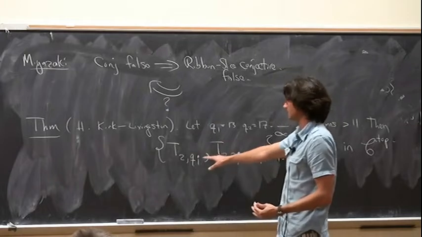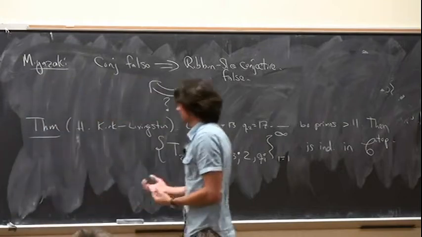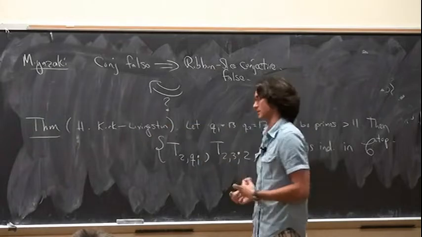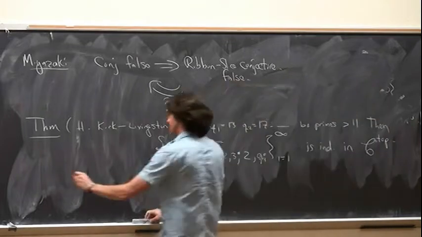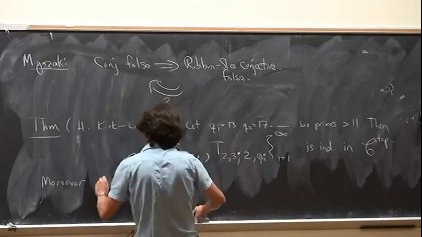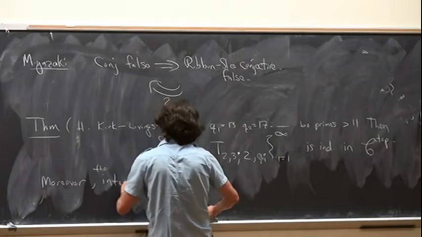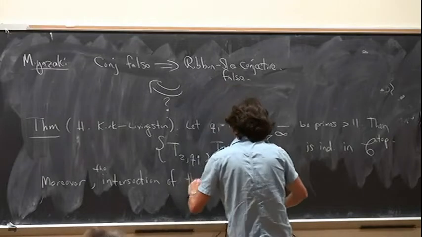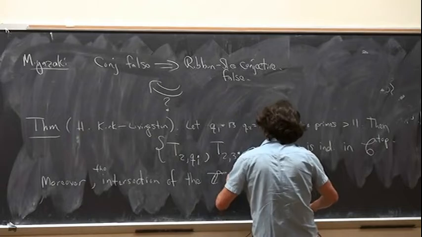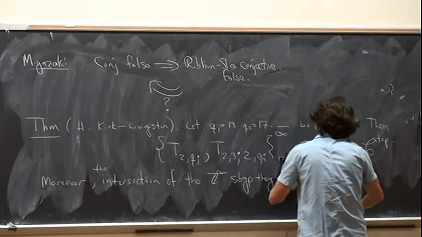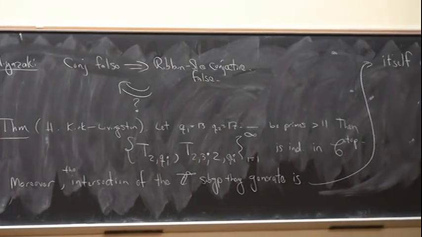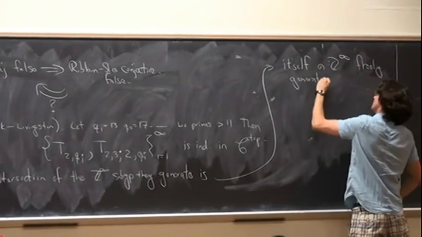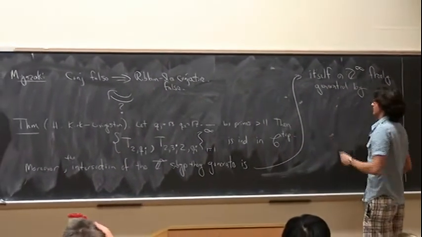class. And we saw that this class was in the kernel of the homomorphism to the algebraic concordance group. And we can actually pinpoint exactly the subgroup of this Z to the infinity that's in the kernel of that homomorphism. So the intersection of the Z to the infinity subgroup they generate is itself a Z to the infinity which is freely generated by knots mirroring that form.